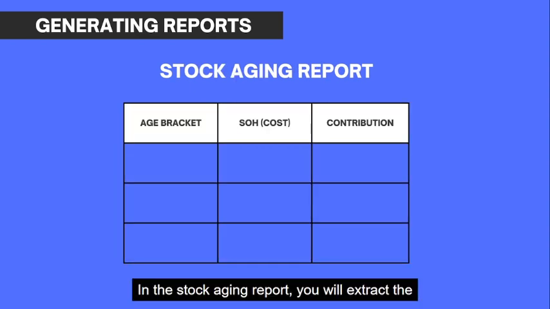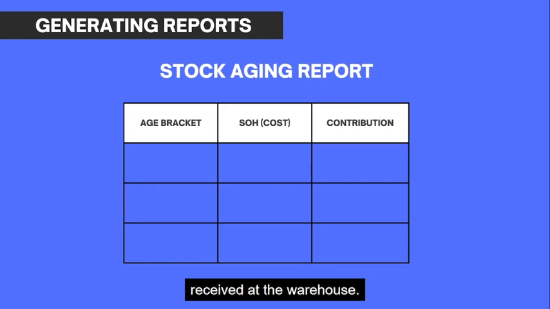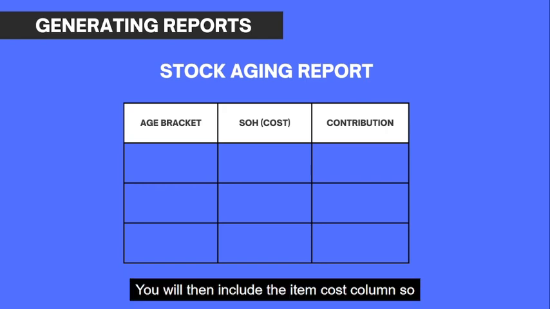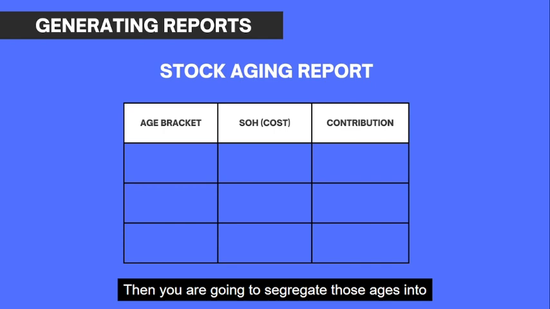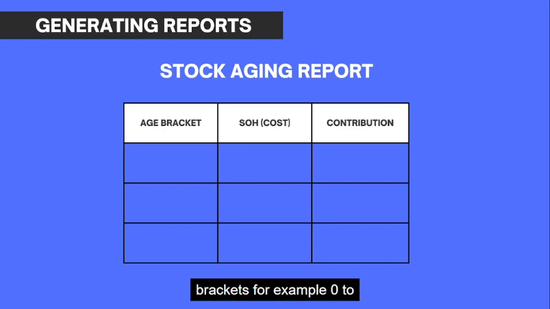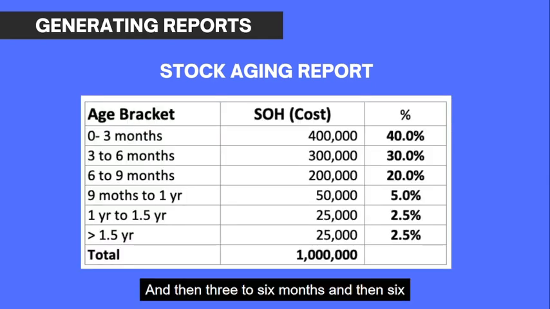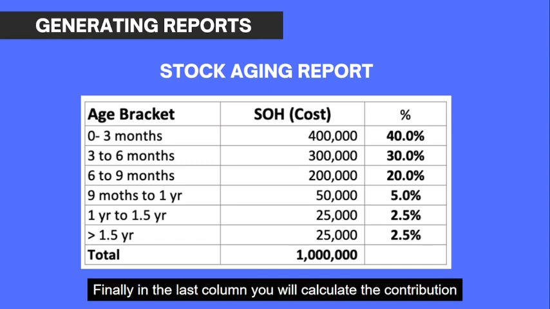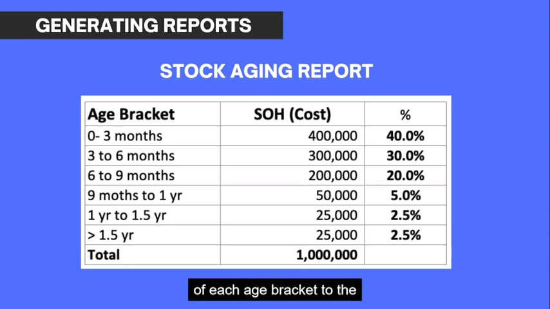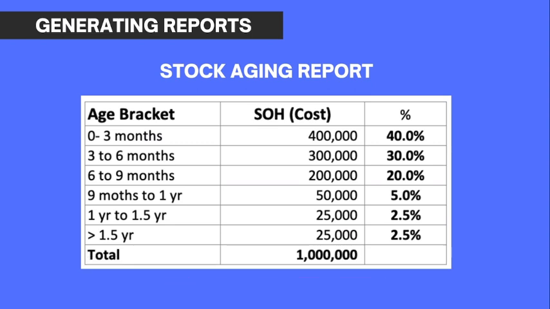In the stock aging report, you will extract the entire inventory, all the SKUs and their initial date of receiving, when they were first received at the warehouse. You will then include the item cost column. So I will have age column and COGS column. Then you are going to segregate those ages into brackets. For example, 0 to 3 months, and then 3 to 6 months, and then 6 to 9 months, and so on. Finally, in the last column, you will calculate the contribution of each age bracket to the total stock on hand at cost value.